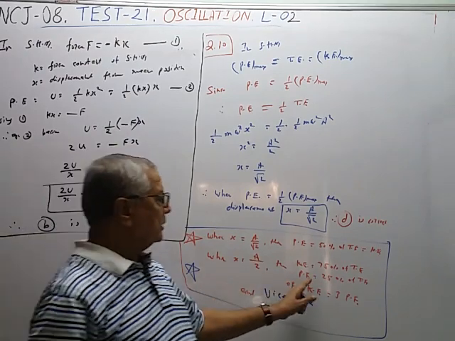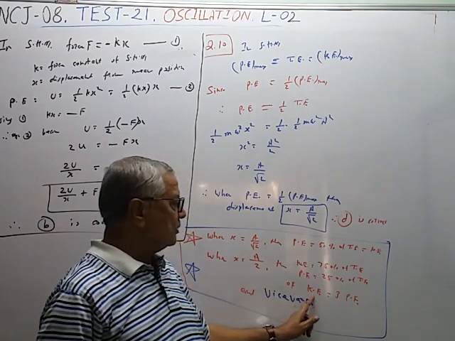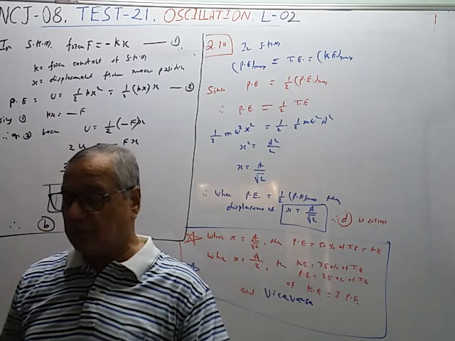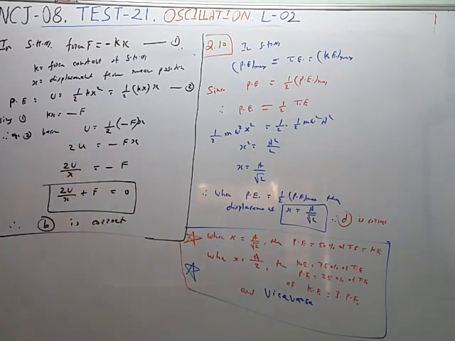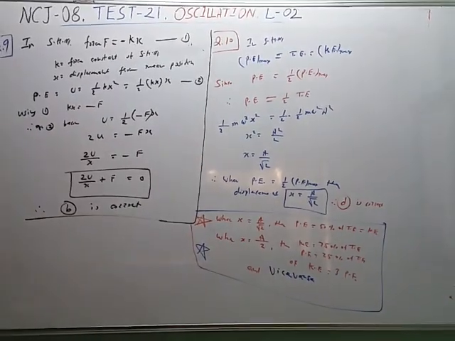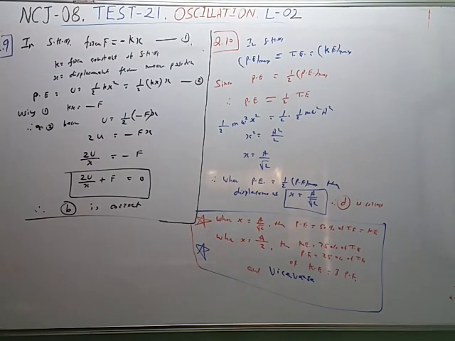So when K is equal to 75% of total energy, P is equal to 25% of total energy, or when K is equal to P, then we can directly substitute x is equal to A by root 2 like this. So these are the energy relations in SHM. So again, the energy relations in SHM are given like this.